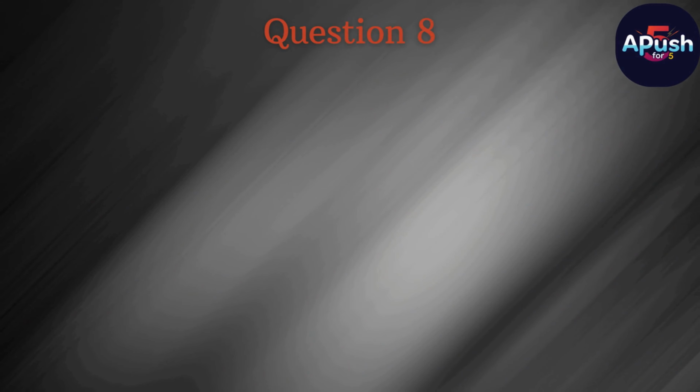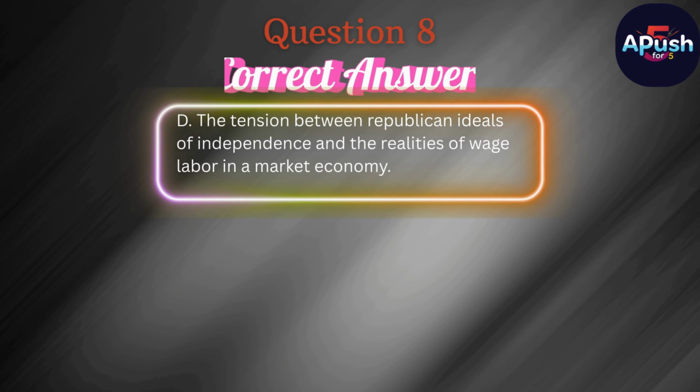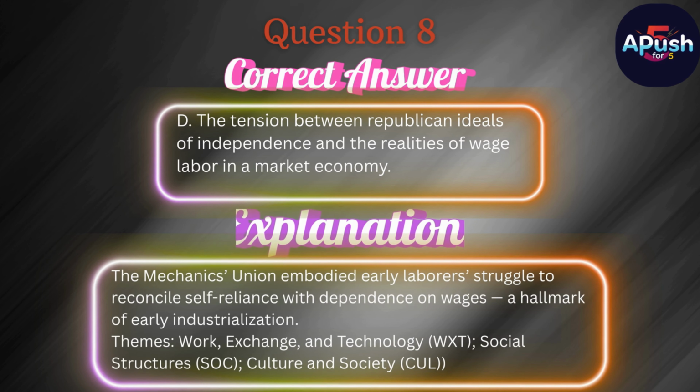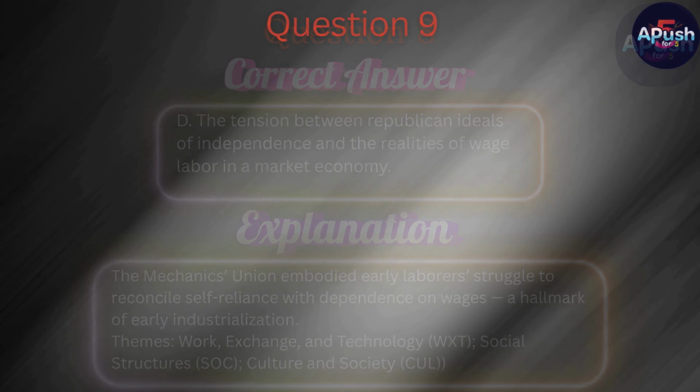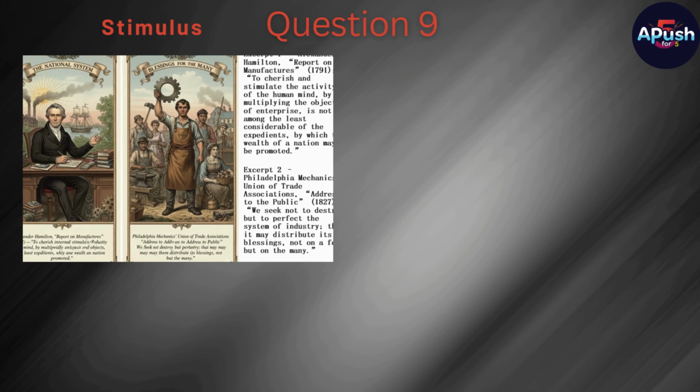The correct answer is D. The tension between Republican ideals of independence and the realities of wage labor in a market economy. The Mechanics' Union embodied early laborers' struggle to reconcile self-reliance with dependence on wages, a hallmark of early industrialization. Question 9. Stimulus. See image.